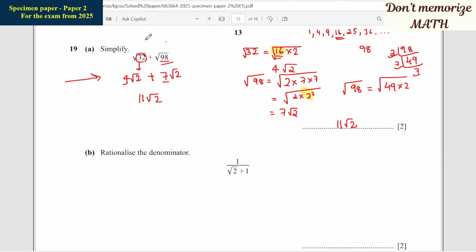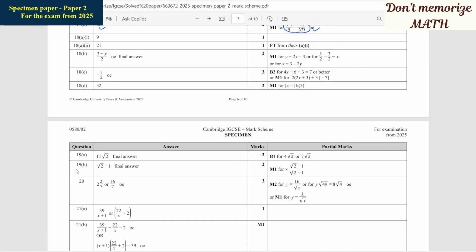You can see the advantage of IGCSE is you just have to show the steps. I will show you the marking scheme. In the marking scheme, for 11 root 2, that is the final answer, you will get 1 mark. The B1 means the other 1 mark, the total marks is 2. You get that other mark either if you got 4 root 2 or you got 7 root 2. If you got any one of them, you will get 1 mark.